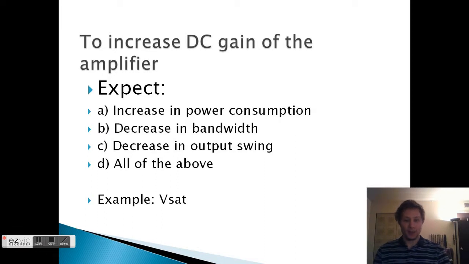Now, with the output swing, pretty much every single amplifier there is, it's going to be cascoded, and the output swing, the top part of it is usually VDD minus 2VSET. The bottom part of it is usually 2VSET. So if you increase VSET, you're actually decreasing the output swing, which isn't very good, but it's a necessary evil for most stuff.